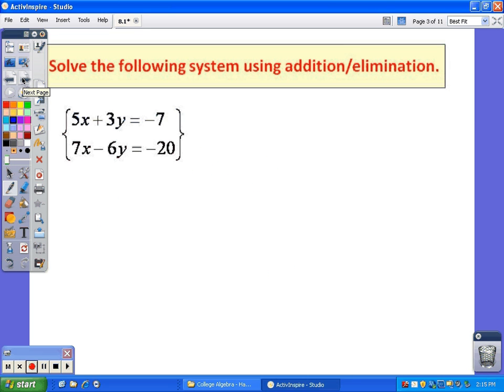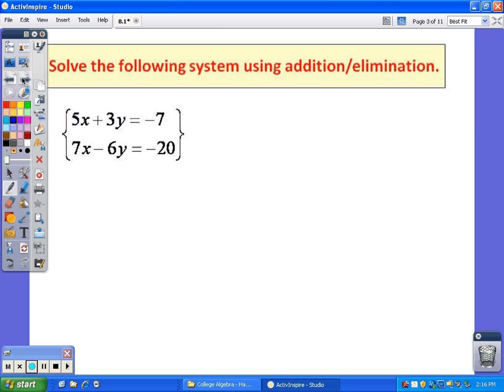Alright, if we're using the addition or elimination method for this problem, you'll notice that we do not have a variable that has opposite coefficients. If we're in a situation like this, then we're going to have to figure out some number that we can multiply the top equation or bottom equation or possibly both equations by to make ourselves have these opposite coefficients. Now, looking at your x's, 7 and 5, I guess we could multiply one by 7 and one by negative 5, but the easier way would be to make the y's opposite.